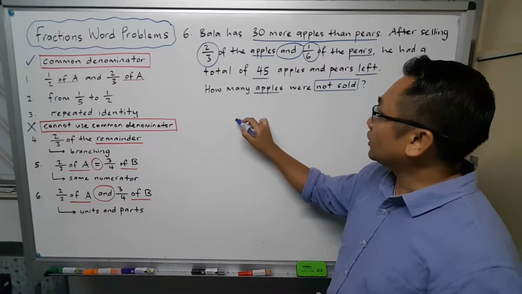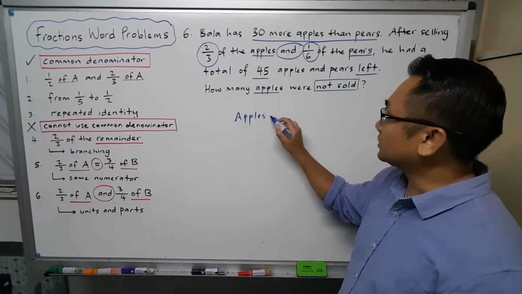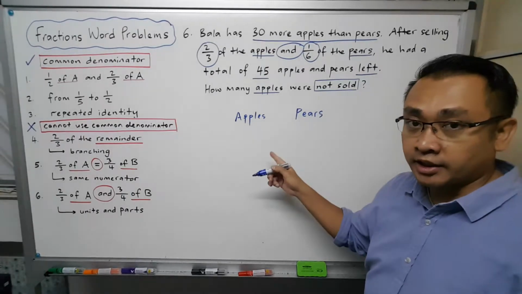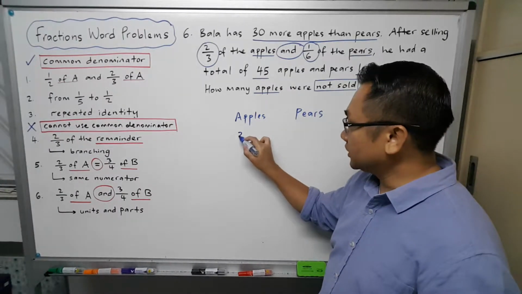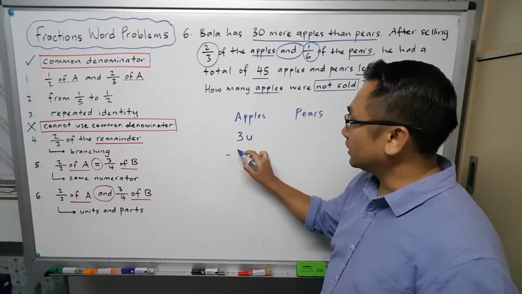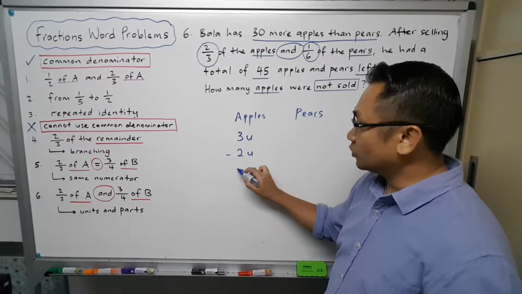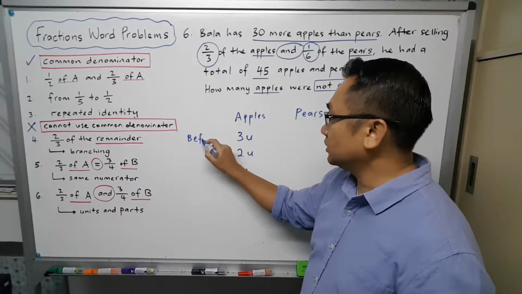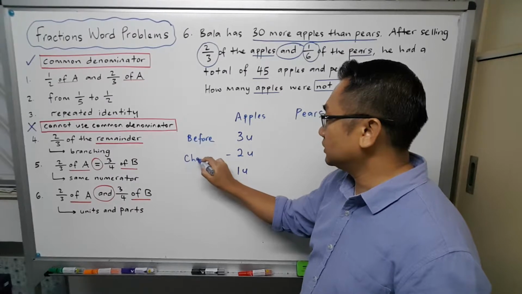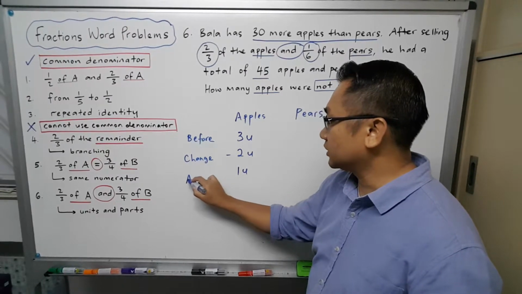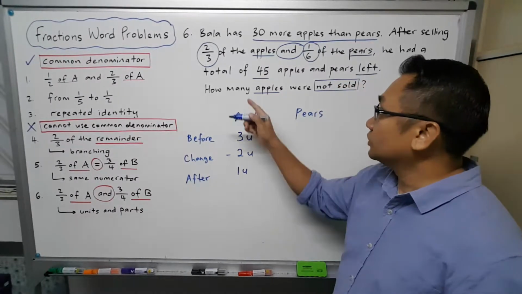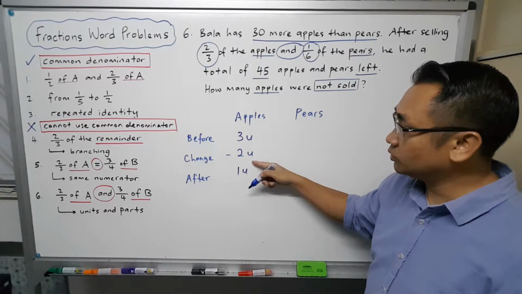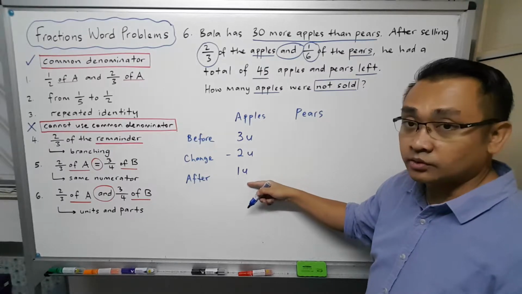So now we have apples and pears. After selling 2/3 of the apples, that means at first there were 3 units and then 2 units were sold. So 1 unit left. Let's label our table before, change, and after. So 2/3 of the apples were sold. That means at first there were 3 units. Minus 2 units, 1 unit left.